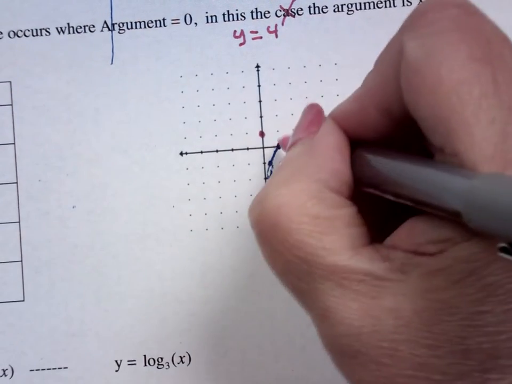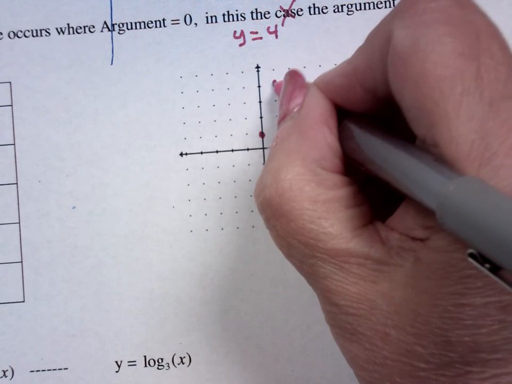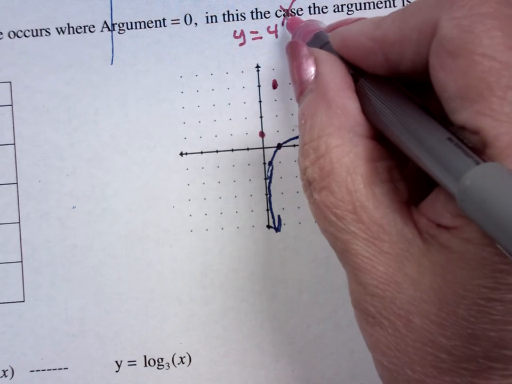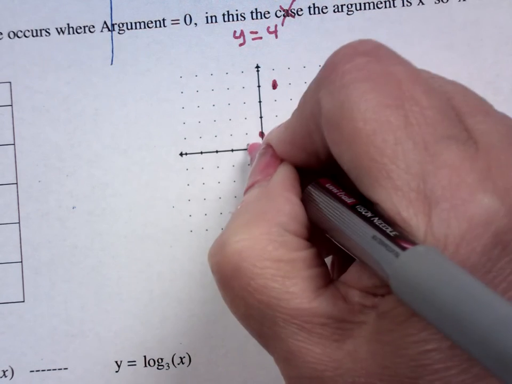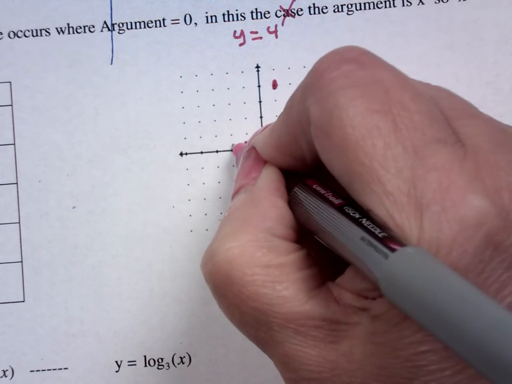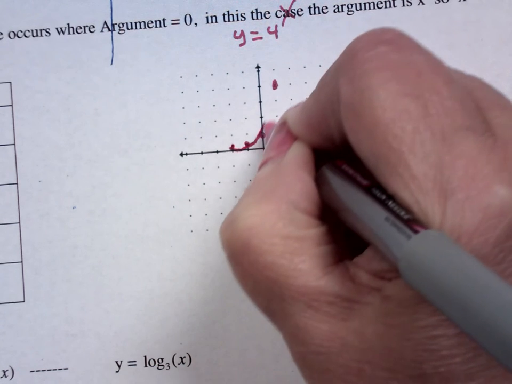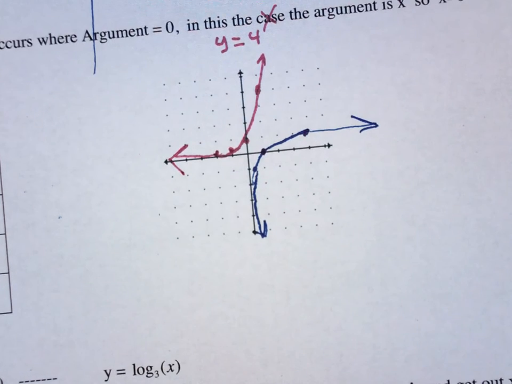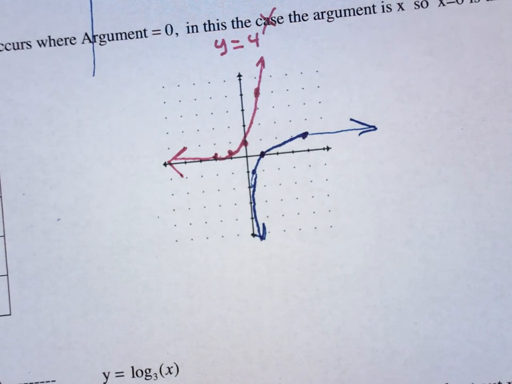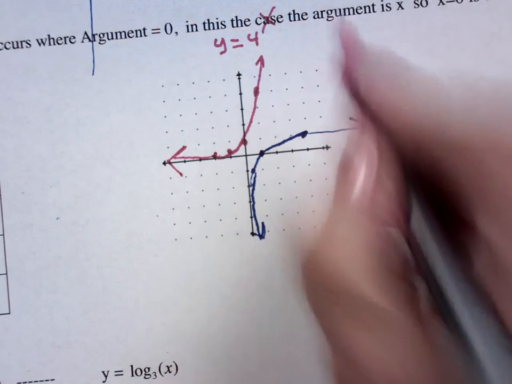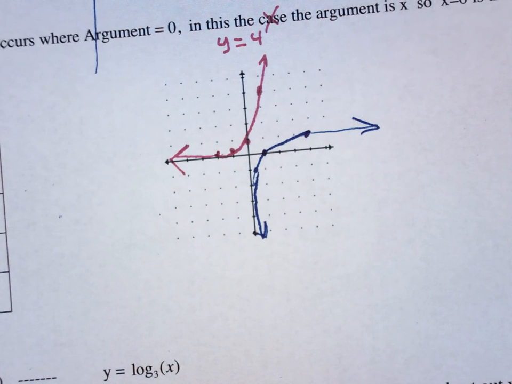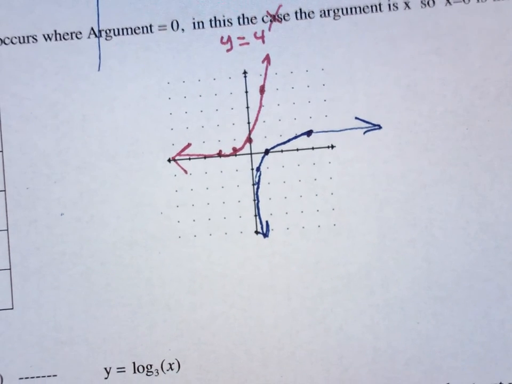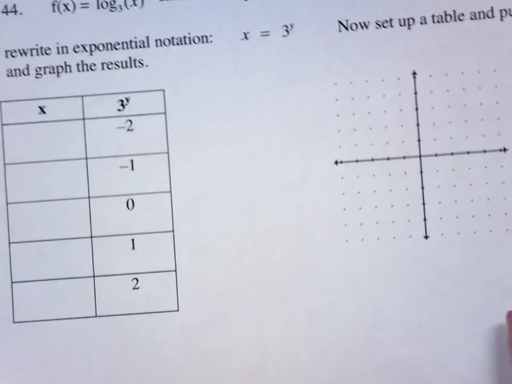If x equals 1, y equals 4. If x equals negative 1, y equals 1/4. Negative 2, 1 over 16. And he rides along the x-axis. Are those two guys mirror images of each other? By flipping x and y. So that's how you're going to handle this guy.